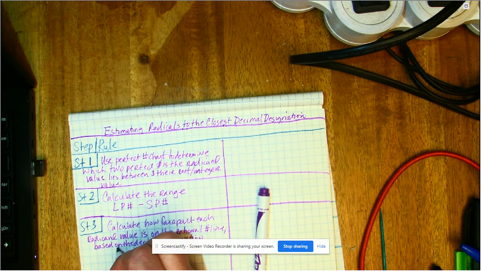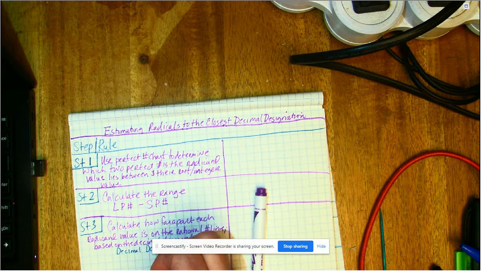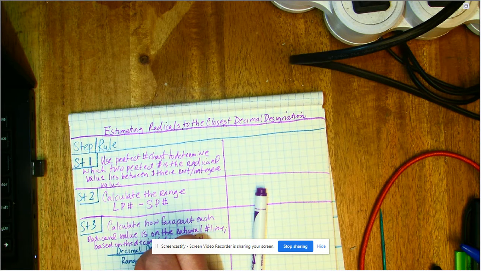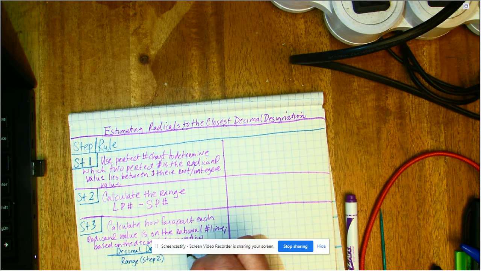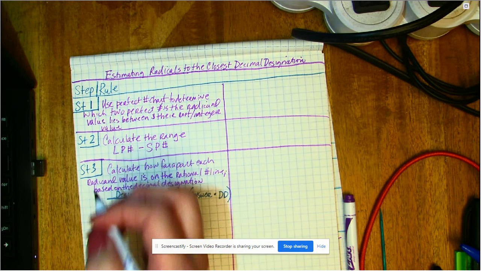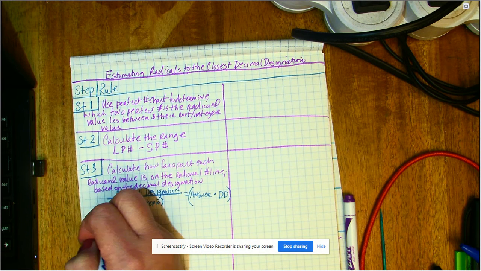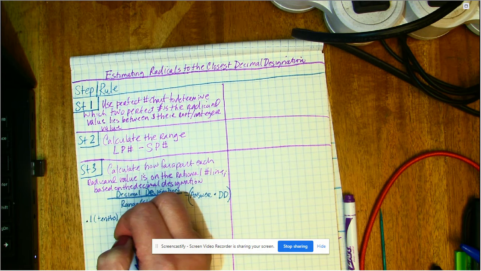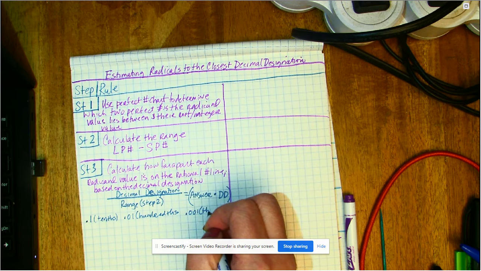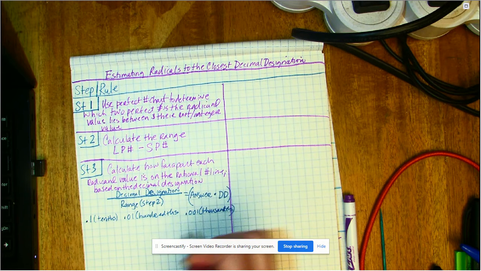So we're going to take the decimal designation, we're going to divide it by the range, which we calculated in step 2. And we're going to get an answer. And then multiply that answer by the decimal designation. So if it's hundredths, tenths, thousandths, that is represented differently for the DD, right? Like 0.1 is tenths, 0.01 is hundredths, 0.001 is thousandths, etc. Okay.